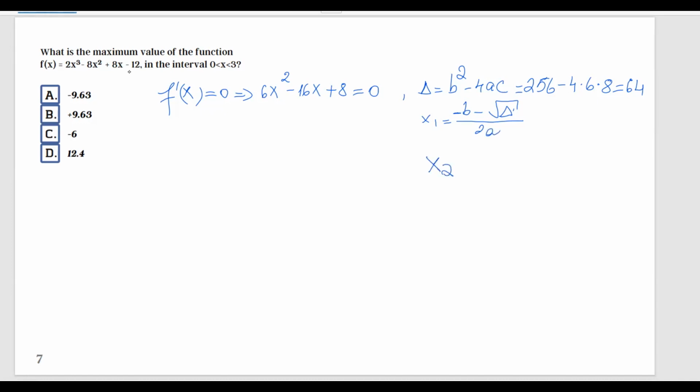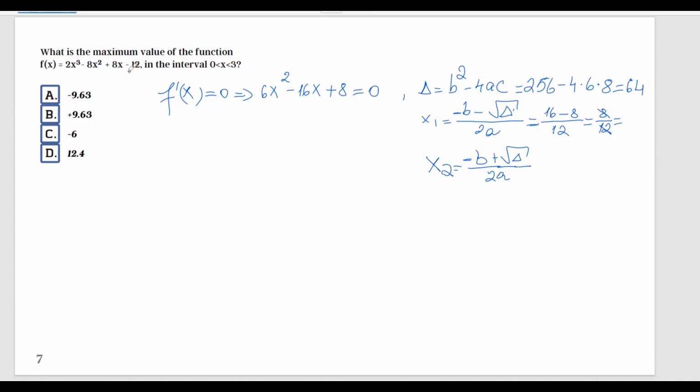And x2 is going to be equal to minus b plus square root of delta over 2a. Perfect. Let's see, what are we getting here? So I'm going to have minus b. The b is minus 16, so I get 16 minus square root of delta, which is 8, divided by 2a. 2 times 6 is 12. So I'm getting here 8 over 12.